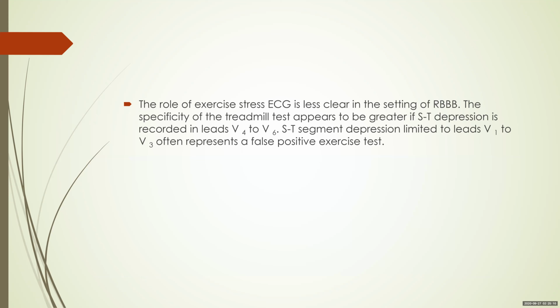The last point is the role of exercise ECG in the setting of an RBBB. You will get an ST depression invariably in V1 to V3 in a right bundle branch block. It is recommended to look mainly at V4 to V6 in right bundle branch block to increase the specificity. So if you are doing a TMT in the setting of an RBBB and want more specific results, you concentrate on V4 to V6. And you can still do a TMT in the setting of a right bundle branch block, which is not so in the case of a left bundle.